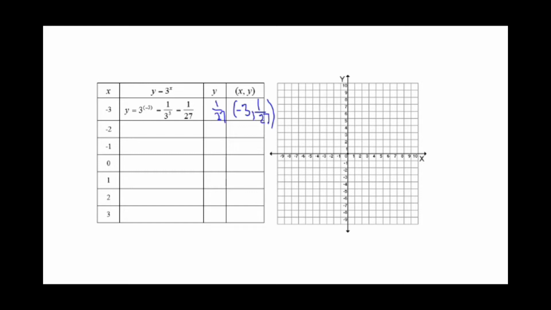Do the same thing for the next number. So I have y equal to 3, and I have an exponent of negative 2. So again, that would be 1 over 3 squared. So 3 squared is 3 times 3, which is 9. So I have 1 over 9. It's not 8, that's a 9. I'm on my computer. So my point will be negative 2 and 1/9.